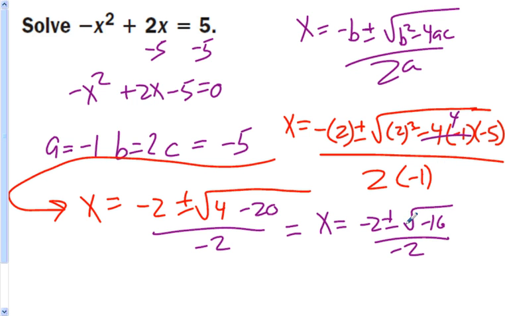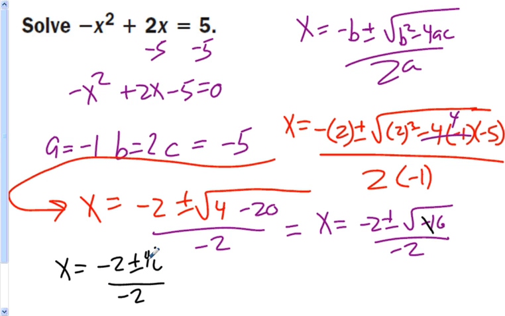And then we want to simplify the square root of negative 16. Now we know that when you take the square root of a negative, it's always going to be imaginary. So this simplifies to x equals negative 2 plus or minus. To take care of the negative, we pull an i out. But then we have the square root of 16, which we know is 4. So I'm going to have 4i for the square root of negative 16. And that's going to be divided by negative 2.